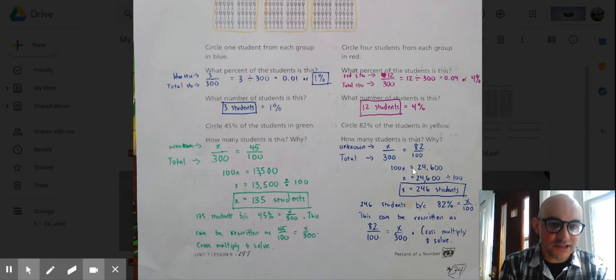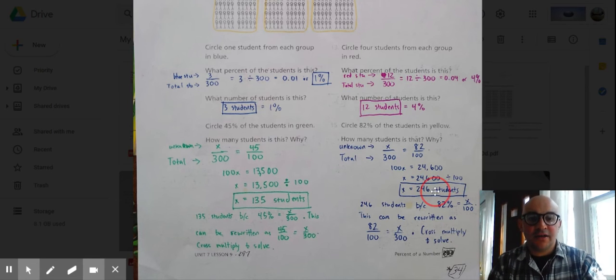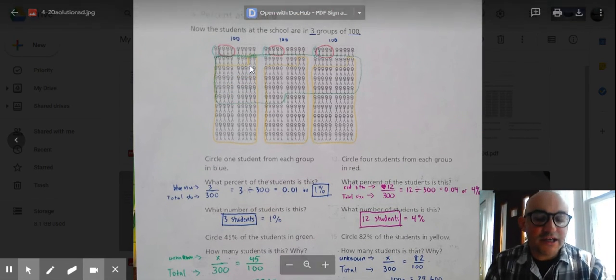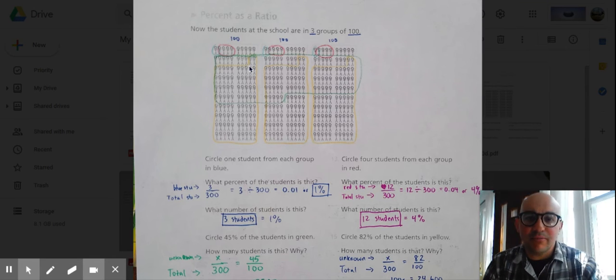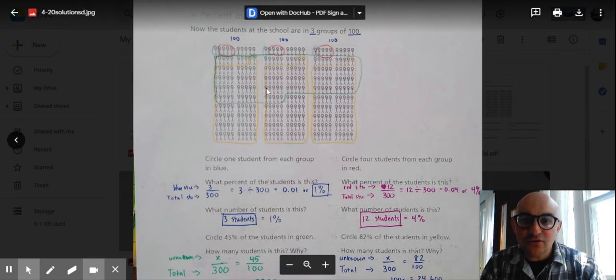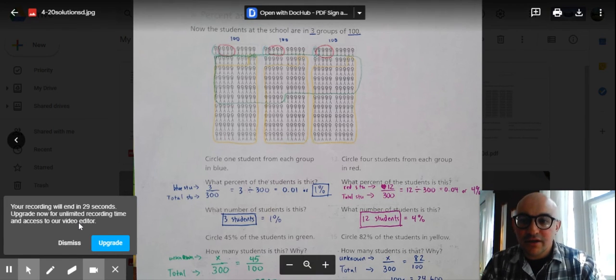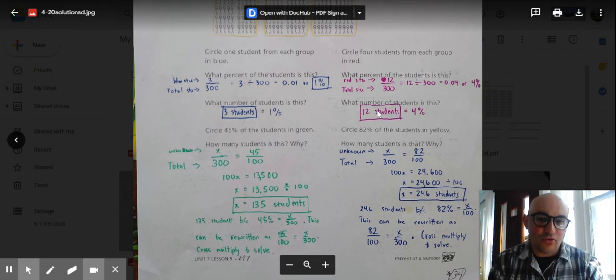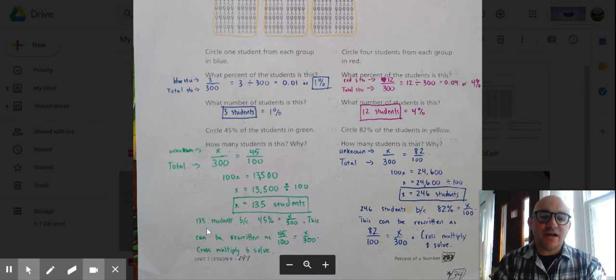Now I do cross multiplication. 100 times x is 100x. 300 times 82 is 24,600. I have to divide by 100 to get an answer of 246 students. Once I've gotten that, here is my yellow. Your shape of your circle can be way, way different. I chose to circle 82, 82, and 82 here. I'm not worried about how you circled them as long as you got the total number circled. The explanations I mostly did verbally, but you can check and read those if you like.